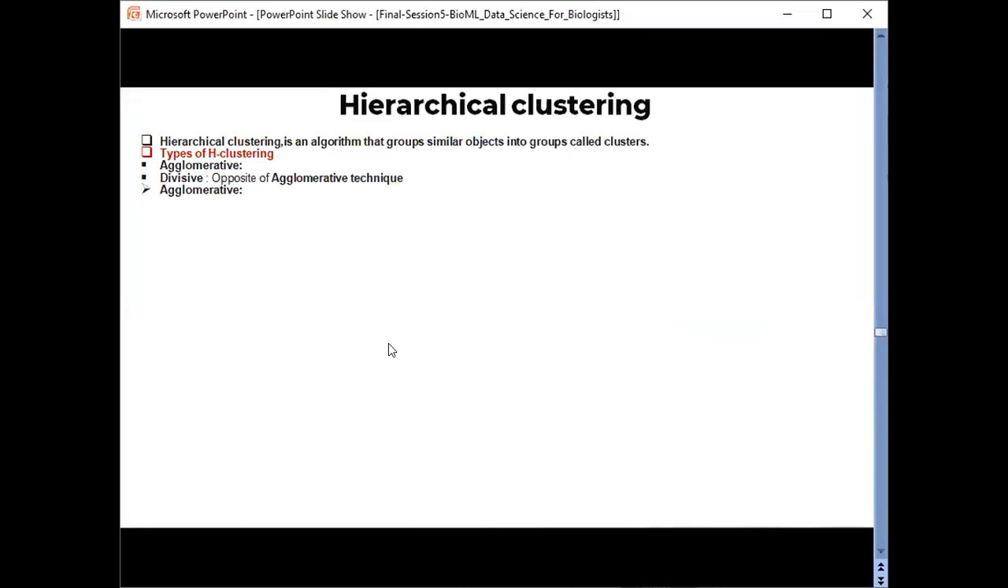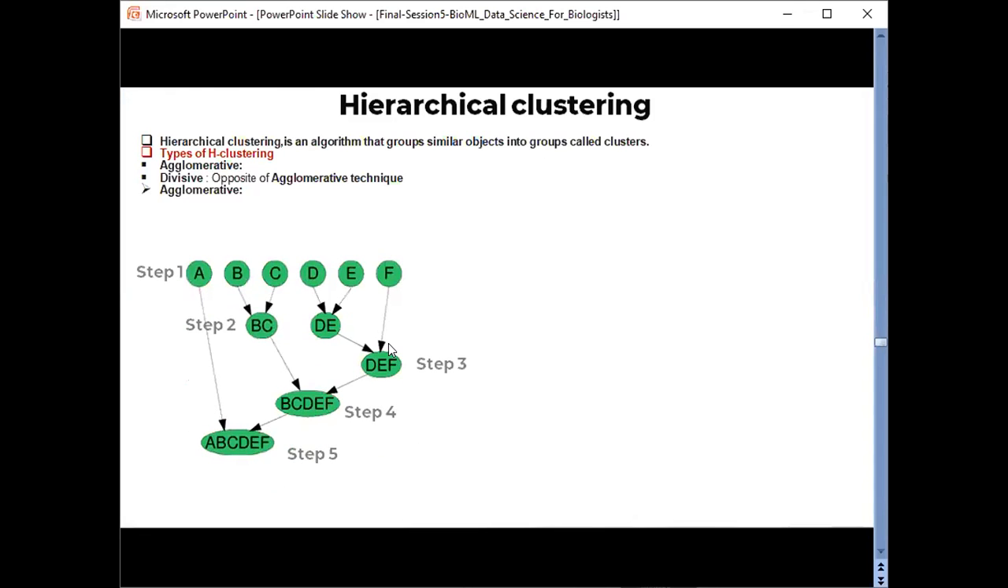So another unsupervised machine learning method is hierarchical clustering. So what is hierarchical clustering? It is an algorithm that groups similar objects into groups called clusters. Hierarchical clustering can be of two types, agglomerative and divisive. So what is an agglomerative approach? Initially each data point is considered as an indivisible cluster. So it starts with step 1.